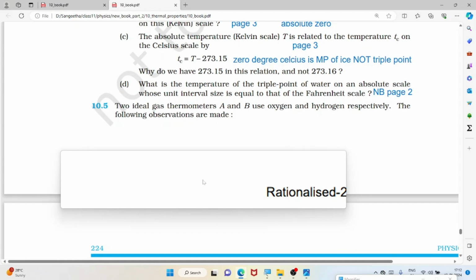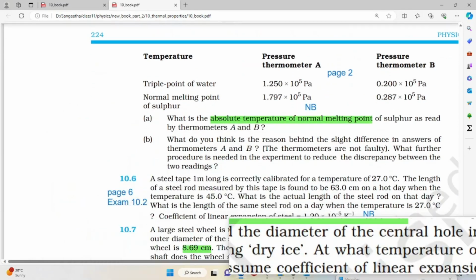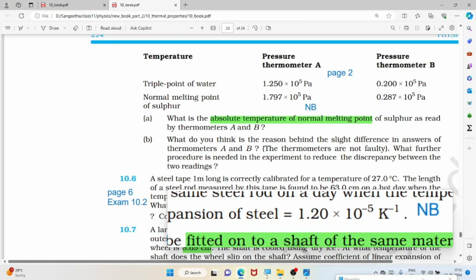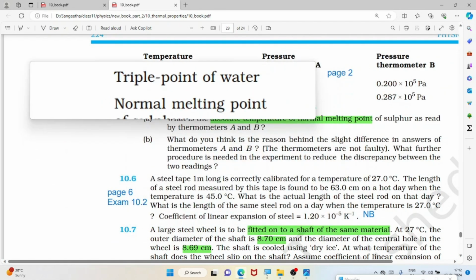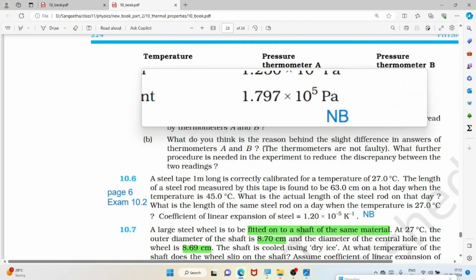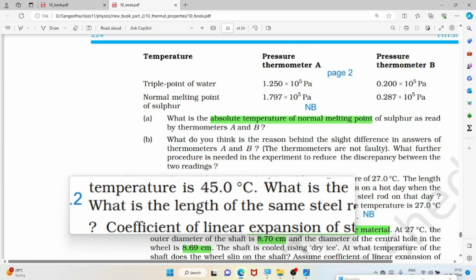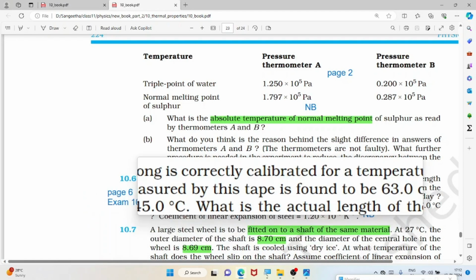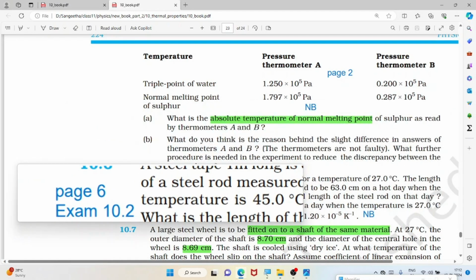Two ideal gas thermometers A and B, oxygen and hydrogen respectively, the following characteristics are made. The triple point of water in this thermometer has this value, and in this thermometer this value. The normal melting point of sulfur, this thermometer reading, this thermometer reading. What is the absolute temperature of the normal melting point of sulfur as read by thermometers A and B?